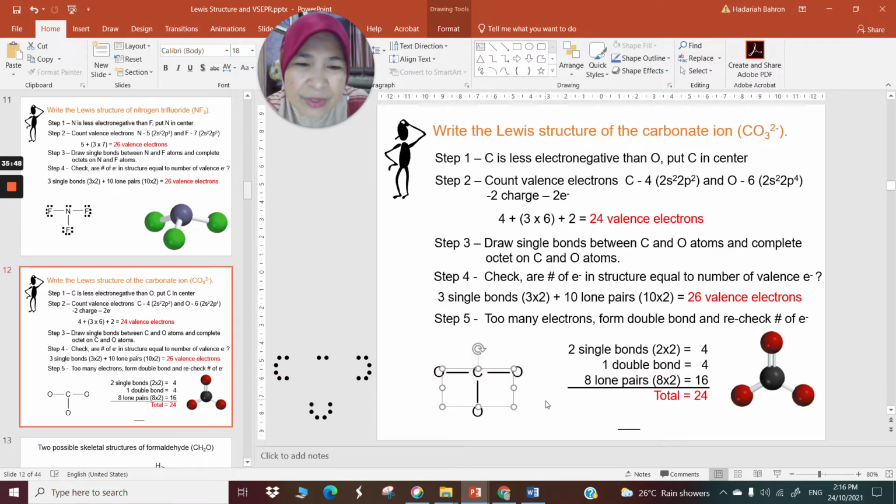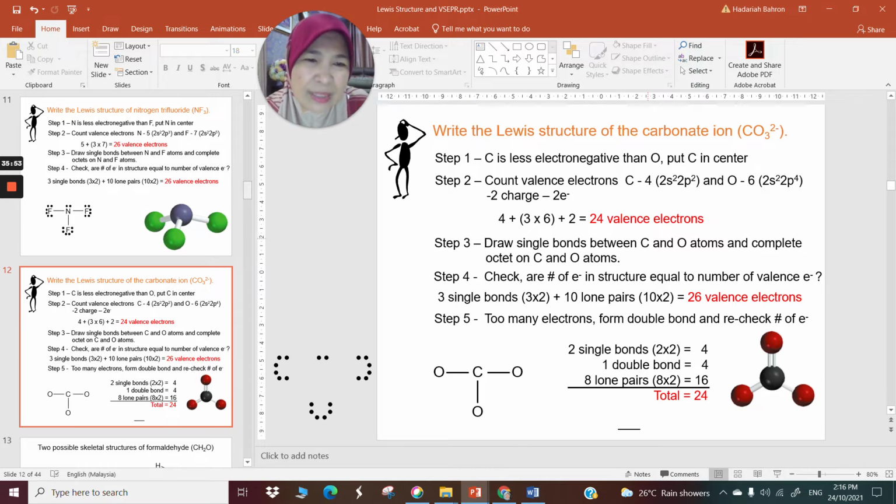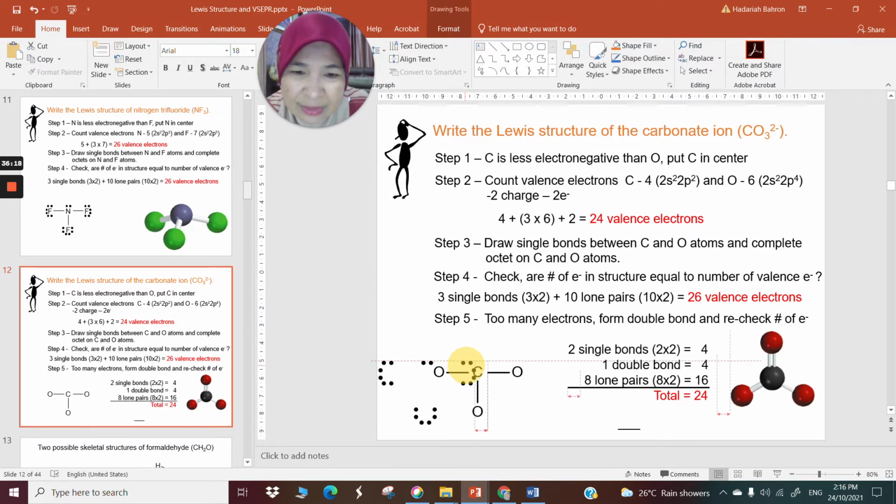So you draw that bond like that. Yeah, that's step number 3. And then complete the octet on the carbon and oxygen. So oxygen on the left is going to require 6, 1 on the bottom, 6, 1 on the right is 6. Your carbon is going to require 2 more to complete the octet. So let's do that.